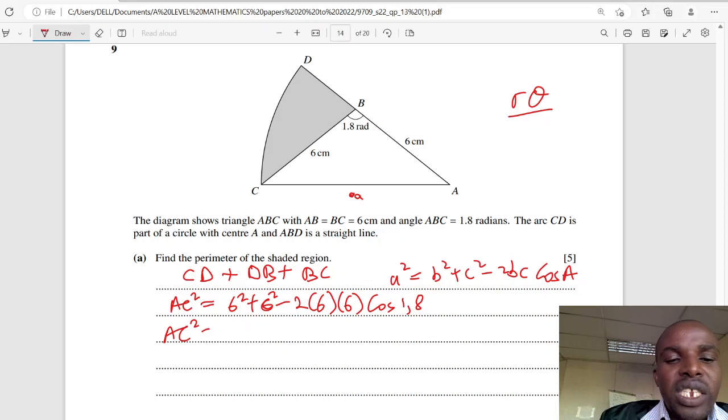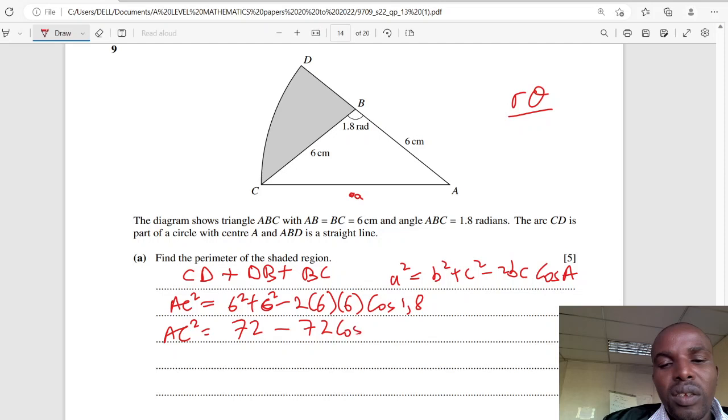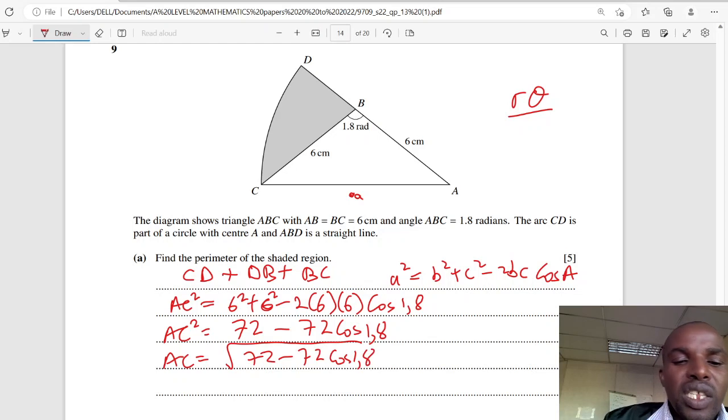Then AC squared is equal to 6 squared plus 6 squared, 36 plus 36, 72. Then minus 2 times 6, 12 times 6, 72 again. Then your AC will be equal to the square root of 72 minus 72 cos 1.8. Then punch in your calculator. Make sure your calculator is in radian mode, right? Please take note of that. If not, you have to change your calculator to radian mode.